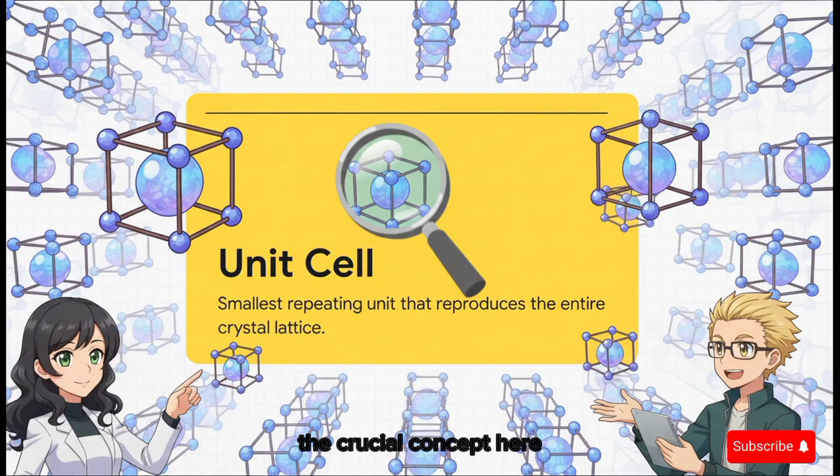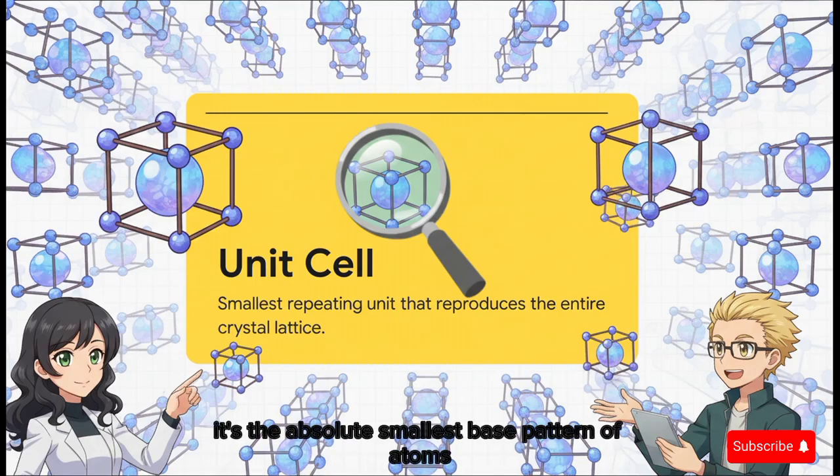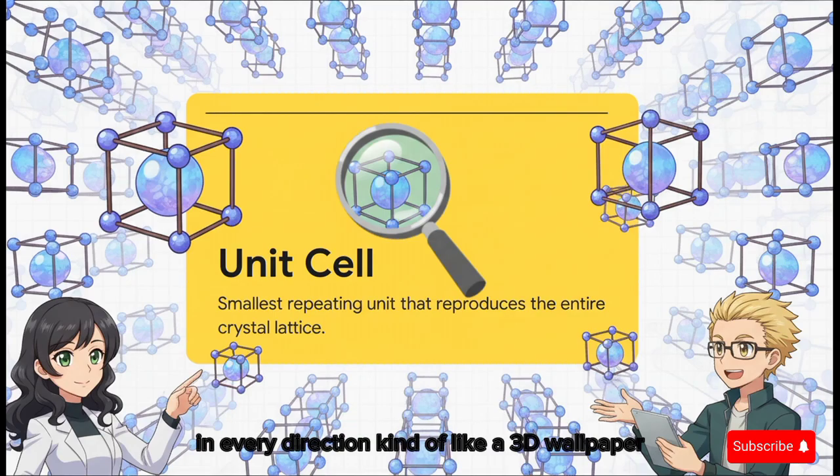The crucial concept here is something called the unit cell. Now, let's just build some intuition here, skip the complex math. A unit cell is simply a microscopic box. It's the absolute smallest base pattern of atoms that, if you were to copy and paste it millions of times in every direction, kind of like a 3D wallpaper, would build the entire solid object. If you understand the unit cell, you understand the whole material.